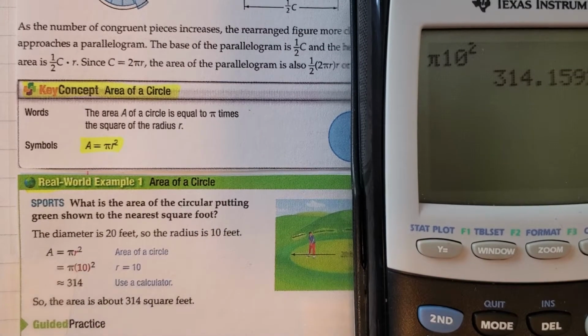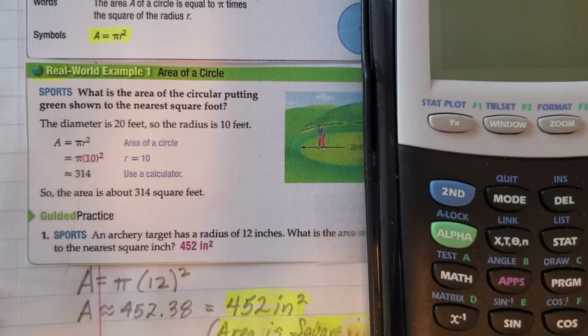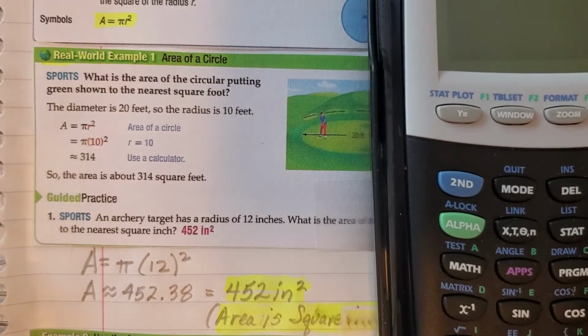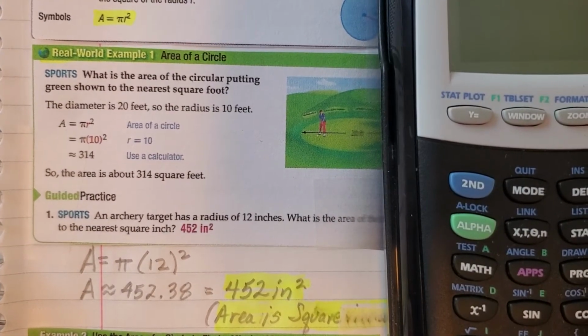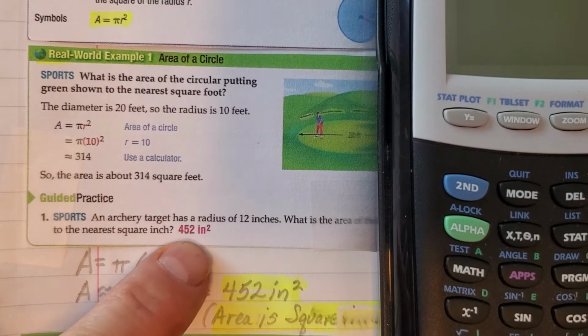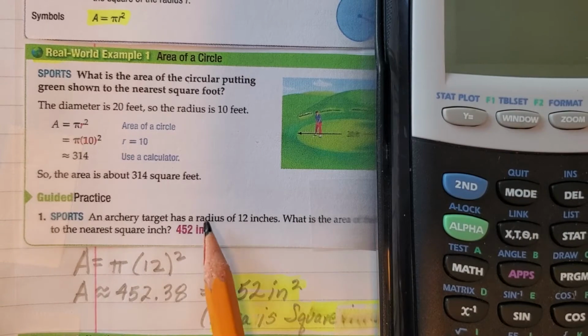All right, any questions on that? Let's move down the page. Here's a guided practice. It says an archery target has a radius of 12. What is the area of the target, to the nearest square inch? They already have the answer right there. So it's pi times 12 squared, because it gives you the radius.